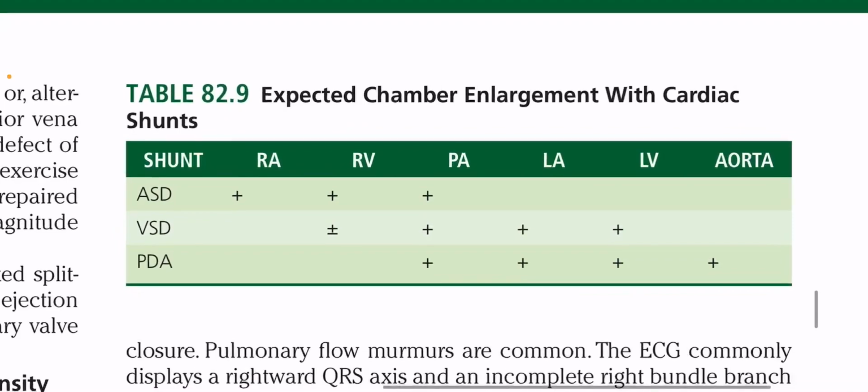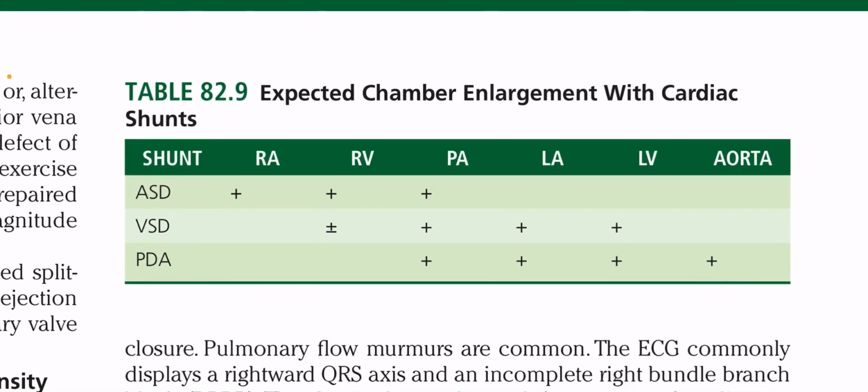This table shows expected chamber enlargement with cardiac shunts. In ASD, right atrium, right ventricle, and pulmonary artery will be enlarged. In VSD, pulmonary artery, left atrium, and left ventricle will be enlarged. RV may be enlarged. In PDA, pulmonary artery, left atrium, left ventricle, and aorta will be enlarged.